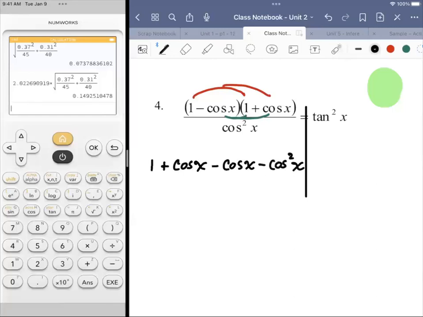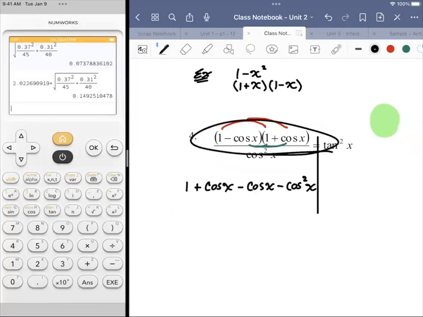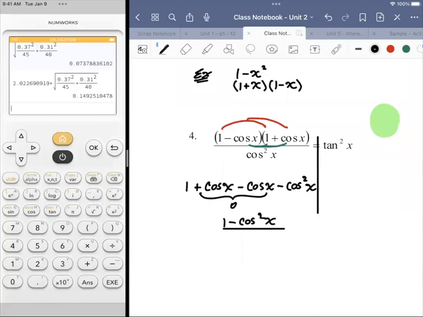The really nice thing here is if you remember difference of perfect squares, like if you have something like, I'll just do a quick example, 1 minus x squared, which is kind of the same structure as this, you'd factor it to 1 plus x, 1 minus x. This is that in reverse order, replacing the x with the cosine of x. So the good thing is that the middle cancels out to 0. So we're left with a 1 minus cosine squared x over cosine squared x.